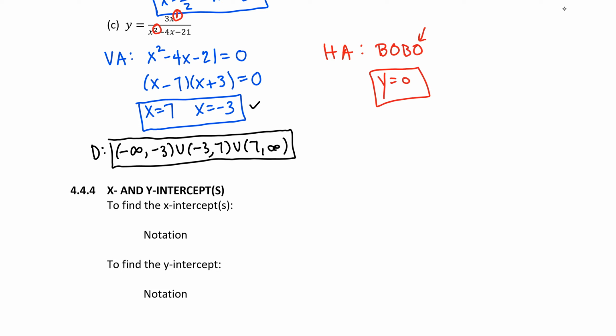So if we examined the graph, and you can do that if you want to, we would see the graph leveling out near the x-axis on the left and right sides.